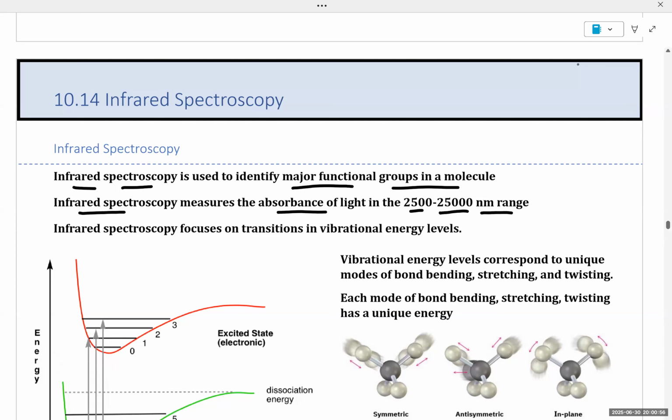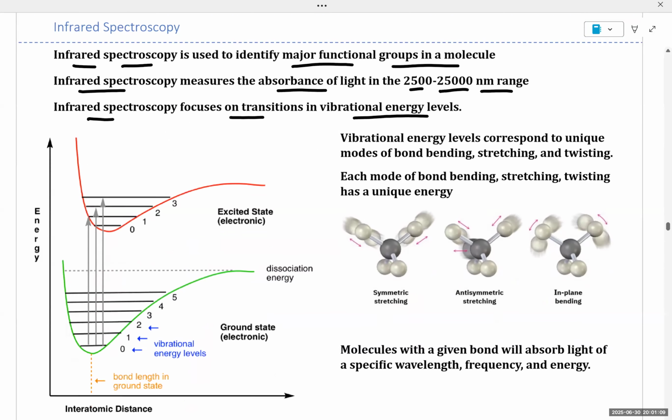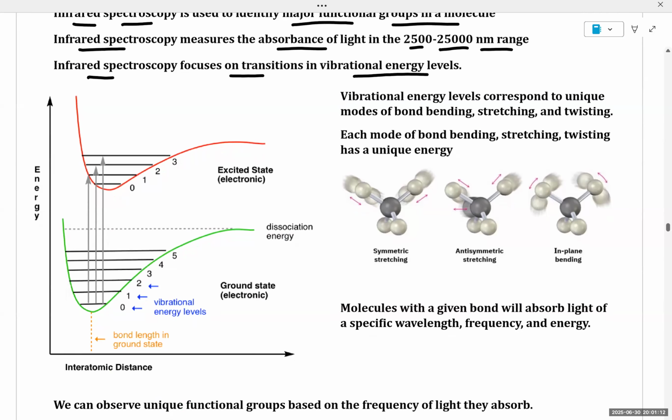Compared to ultraviolet spectroscopy or UV spectroscopy, which focuses on electronic energy levels, infrared spectroscopy focuses on transitions in vibrational energy levels. So for example, if we're taking a look at the energy levels, we have the electronic energy levels, and within each electronic energy level, there are more finely divided vibrational energy levels. Infrared spectroscopy focuses on transitions between these vibrational energy levels.